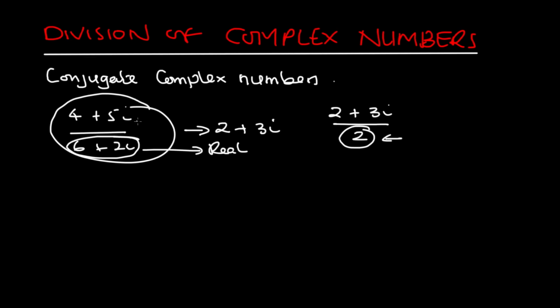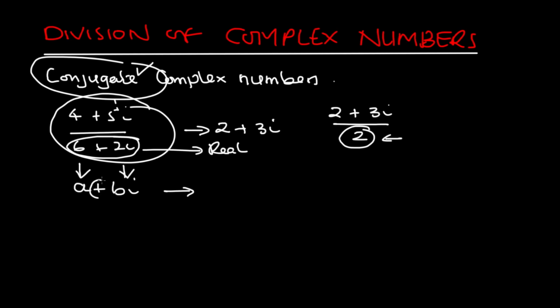Now, the concept is based on creating conjugates. So what are they? A conjugate will be, let me show by example. If I've got a plus bi, the conjugate of this number will have the same real part, the same imaginary part, but a different sign here. So the conjugate of this one will be a minus bi. If I multiply these two, I'll get a real number.